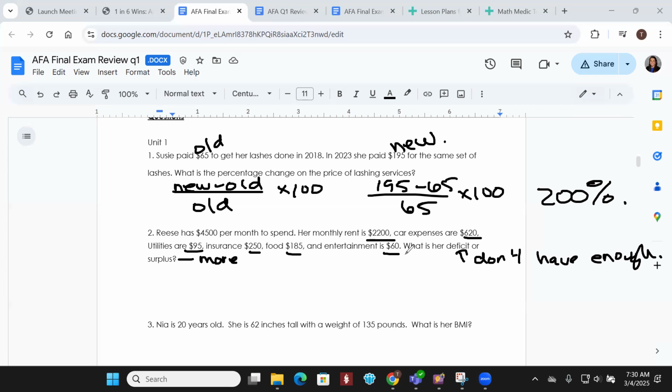3,000. Everybody else good? So remember, this is how much she can spend. This is how much her life is costing her. So is she going to be in a surplus or in a deficit? She's going to be in a surplus. So we take the 4,500 minus this. What does that give me? Okay, so she's got 1,090 of surplus.